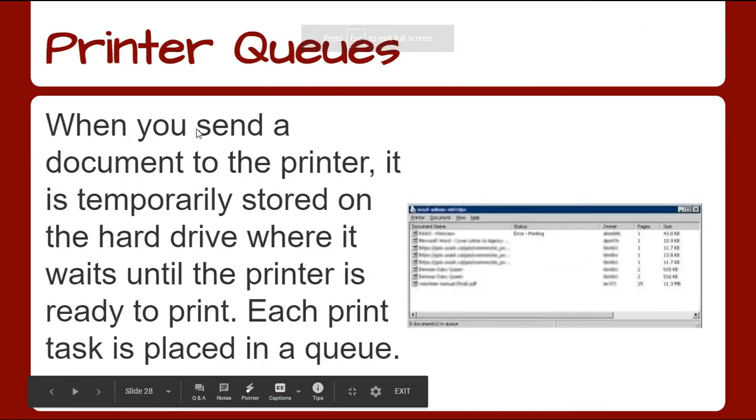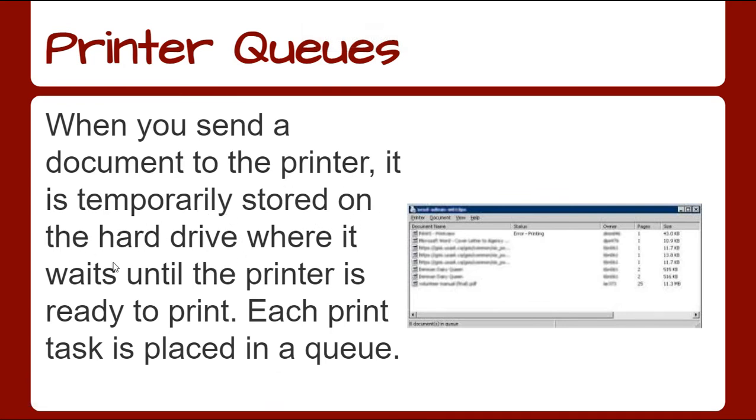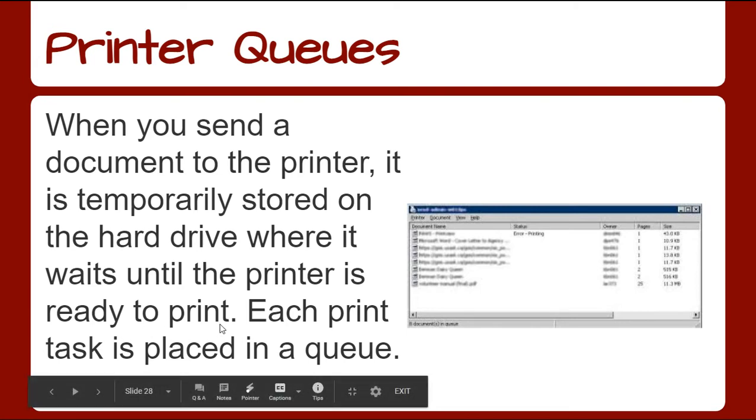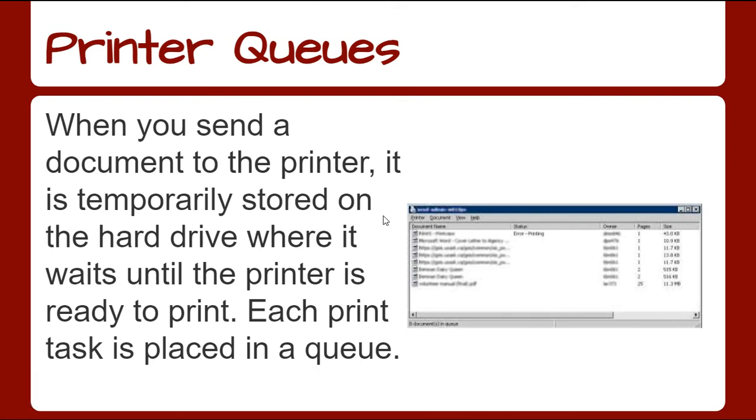Printer queues. When you send a document to the printer, it will temporarily be stored on the hard drive, where it waits until the printer is ready to print. Each print task is placed in a queue. So if 10 people in the class click the print button, there is going to be a queue where all the print jobs will be stored, and it will release whichever one it received first, then the one it received second, third, fourth, fifth, sixth. And so the print queue is where it is temporarily storing the printing until it is printed.